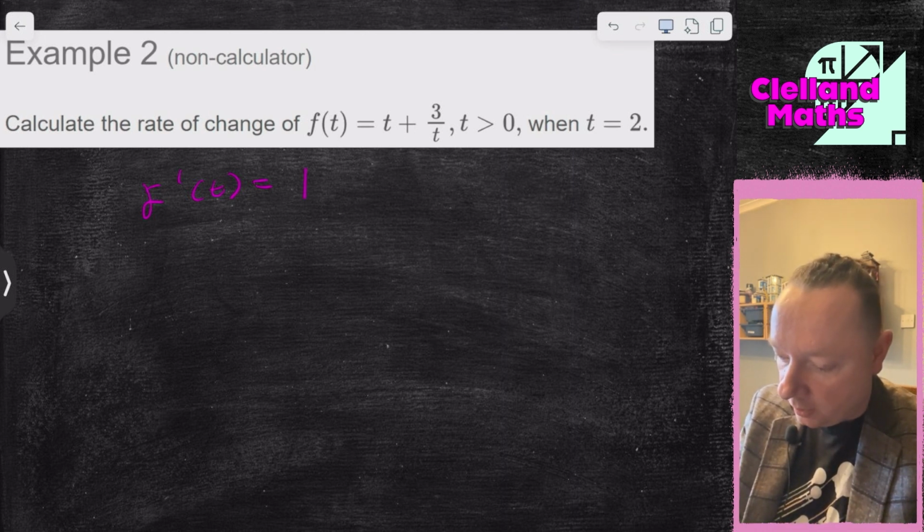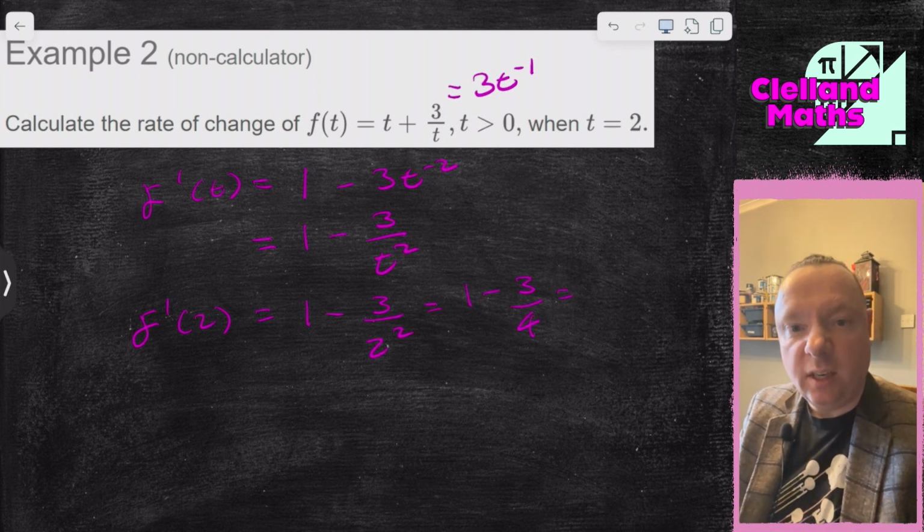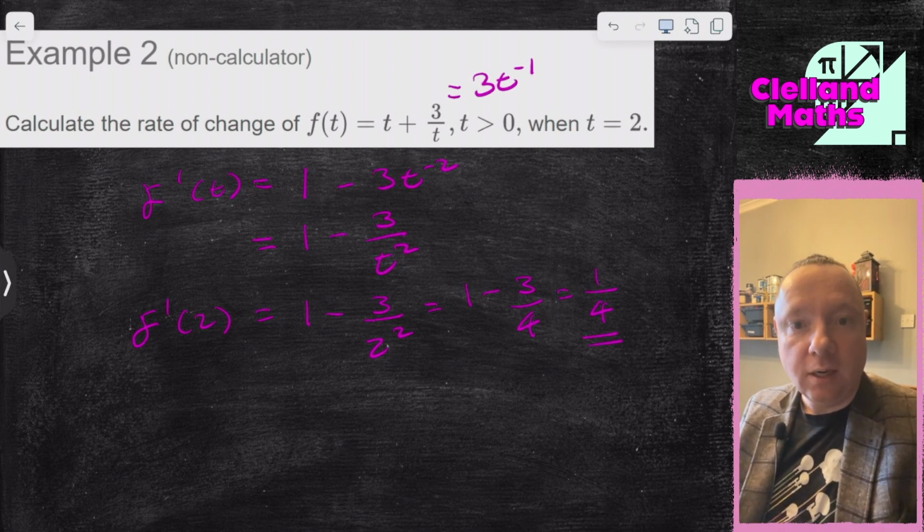T differentiates to 1. Now, I need to get that ready, which I should have done, 3t to the minus 1. So take 1 down, minus 3t to the minus 2. And I'll assume this is non-calculator, so that's 3 over t squared. So when t is 2, f dash 2 will be the rate of change, 1 minus 3 over 2 squared, 1 minus 3 over 4, 1 minus 3 quarters is 1 quarter, so the rate of change is a quarter, and we're done there.